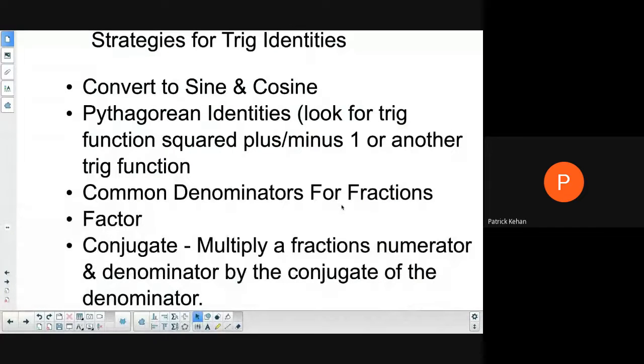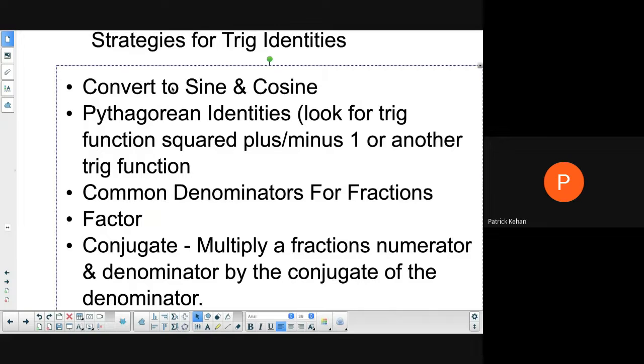Now is a good time to start identifying different strategies we can use when we're working on simplifying these trig identities, or what's coming soon is verifying these trig identities. So the first two bullets we've talked about, right? Convert everything to sines and cosines if possible. That's a huge benefit. It works. It's helpful in most of the cases.